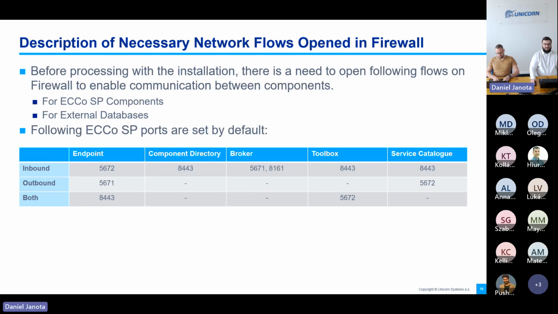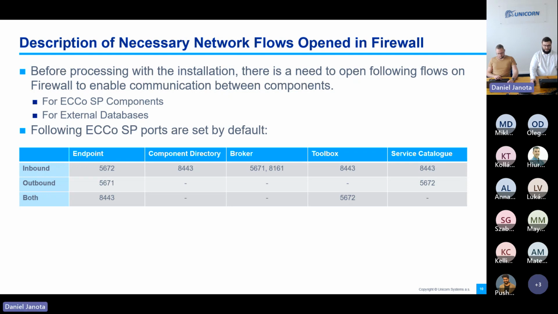Regarding the network flows, there are some ports that need to be open in a firewall. For messaging, it is necessary for ECP endpoints to open the flows for ports 5671 and 5672. The 5671 port is used for the communication with the ECP broker, and 5672 is used for the internal broker of the ECP endpoint. For the graphical user interface, REST API, and web services, the 8443 port also needs to be opened.